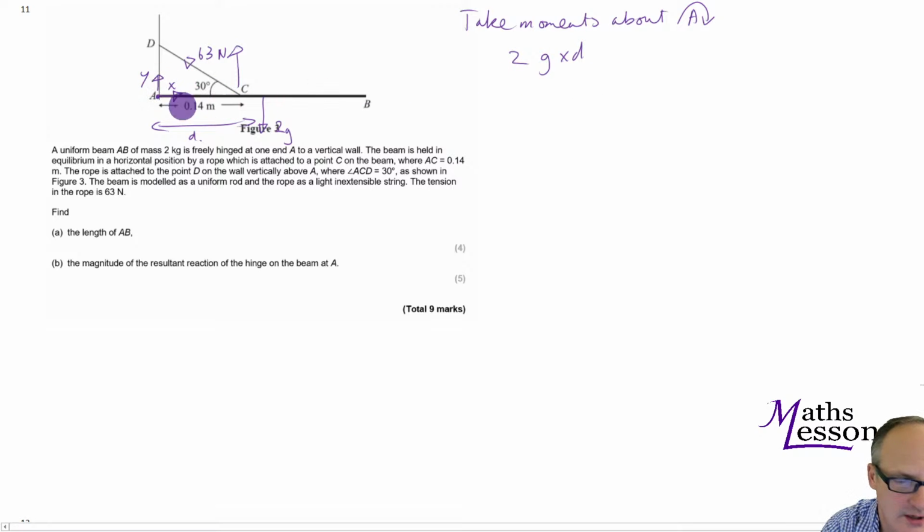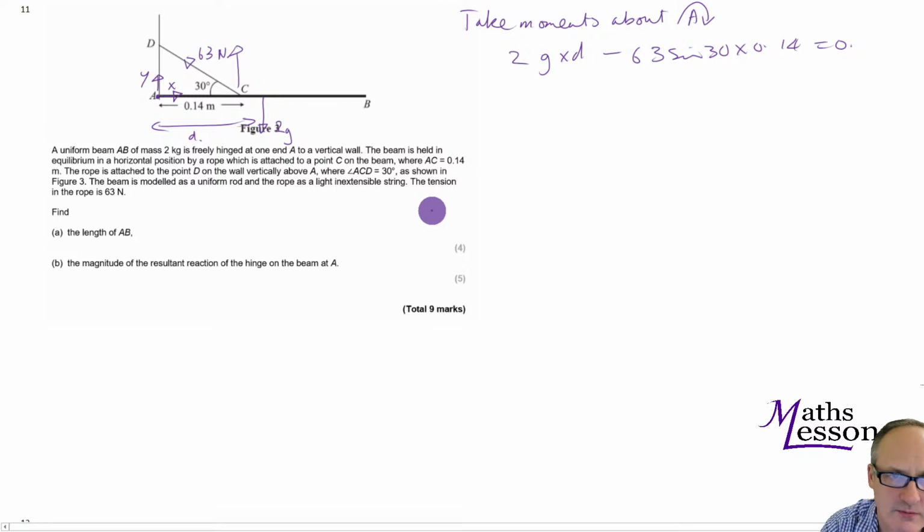Okay, so we know that this distance is 0.14. So we're going to take away 63 sine 30 times by 0.14, and they're going to be equal to 0. There's no other forces acting. The only forces acting on this rod are the rope going up here and the weight down, and then there's the hinge here. But by taking moments about A, because the distance is 0, they all disappear.